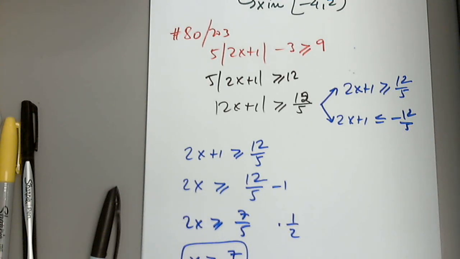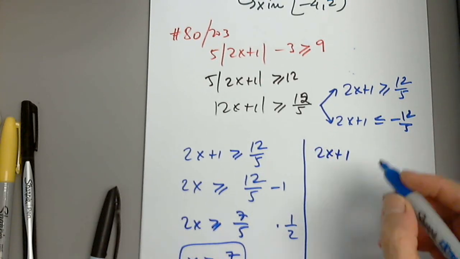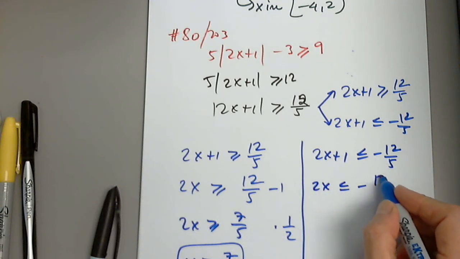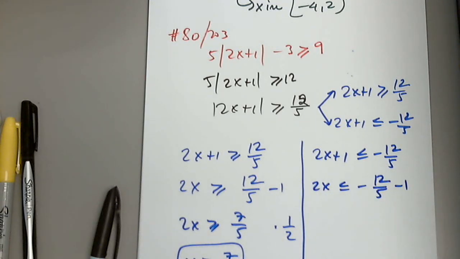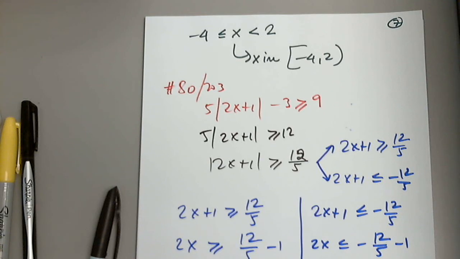Now we have to go back and solve the second one. So 2x plus 1 less than or equal to -12/5, and 2x less than or equal to -12/5 minus 1. So -12/5 minus 5/5 is, do we agree so far? Anyone? Any questions? Yes, please. Where do you get the 7 from? 12 minus 5. 12/5 minus 5/5.